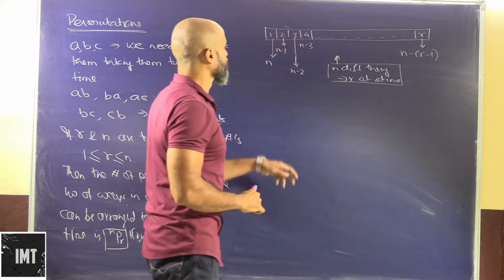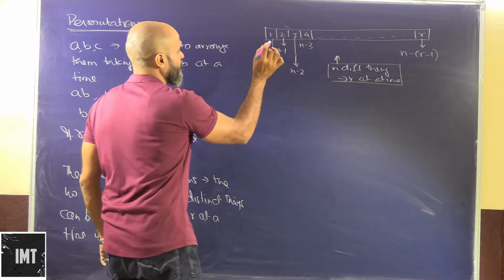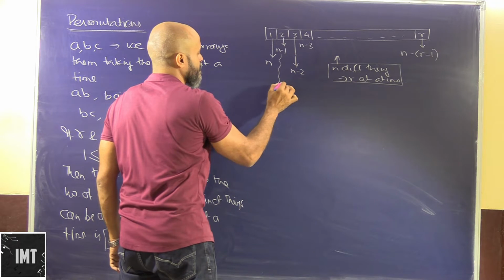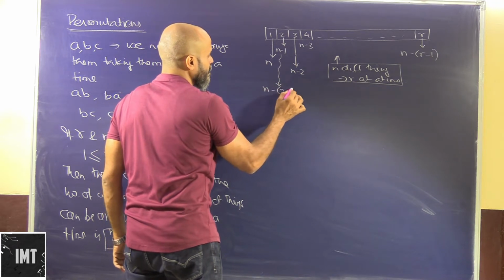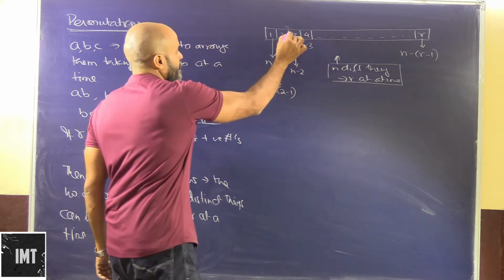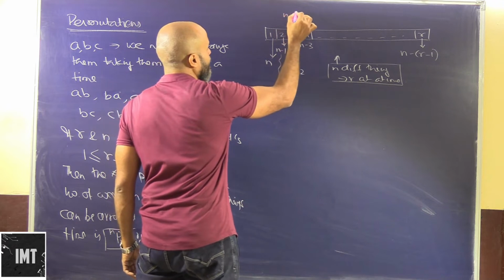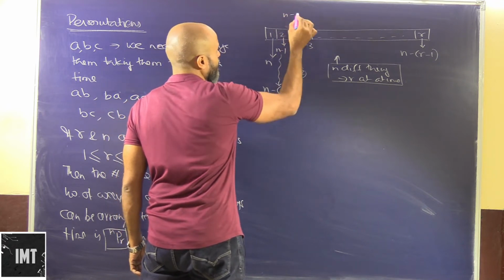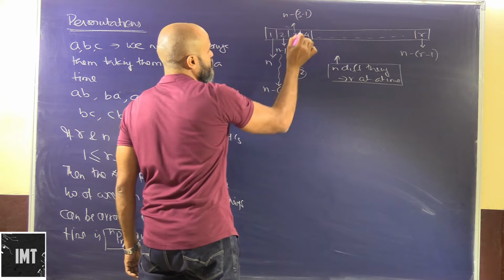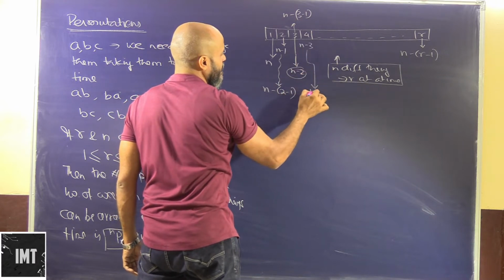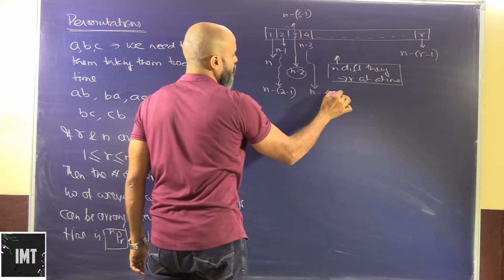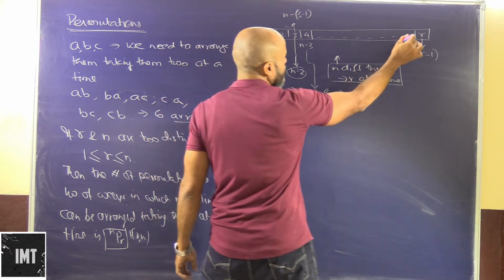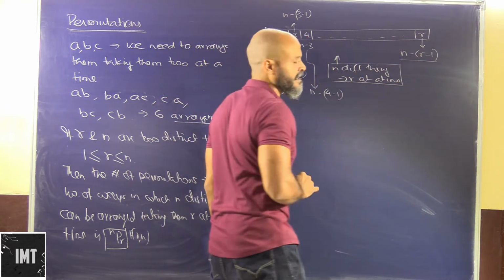See, it's very simple. For the first place we have n. Let's look at this n minus 1. This can be written as n minus 2 minus 1. This n minus 2 can be written as n minus 3 minus 1. Similarly, n minus 3 can be written as n minus 4 minus 1. So similarly, for the rth position, it can be written as n minus r minus 1.